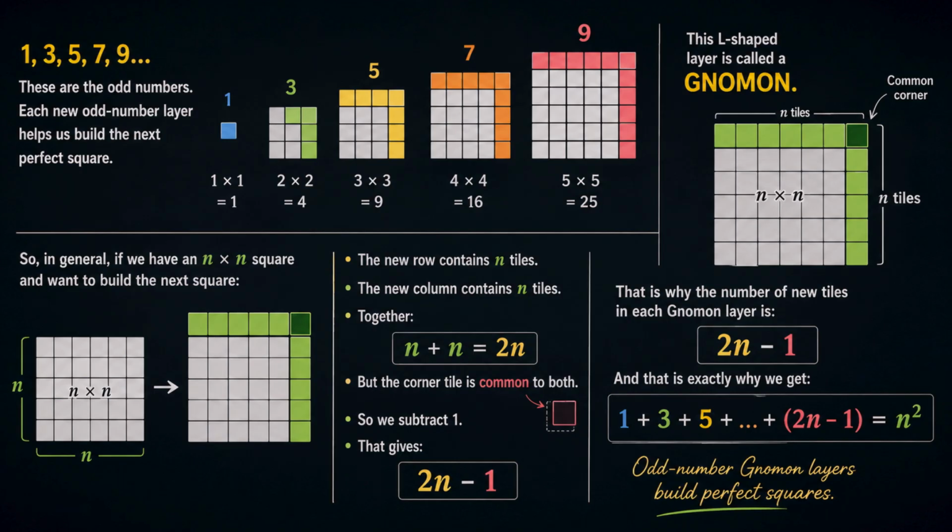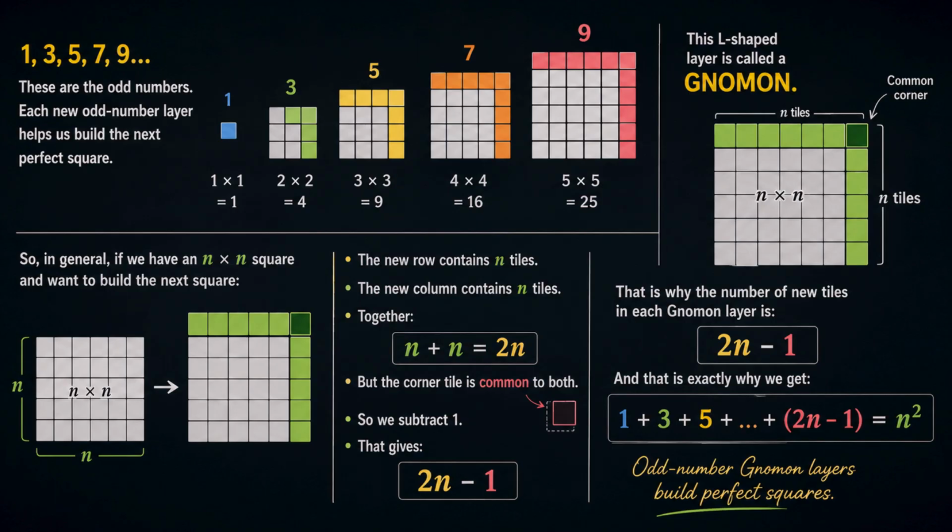And that is exactly why we get 1 plus 3 plus 5 up to 2n minus 1 equals n squared. This is not just a formula to memorize. We can actually see why it works. We are building a square one odd number Gnomon layer at a time.